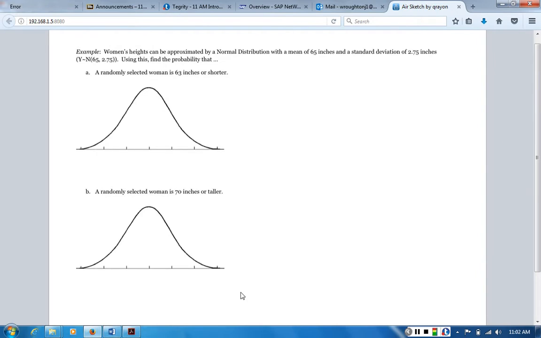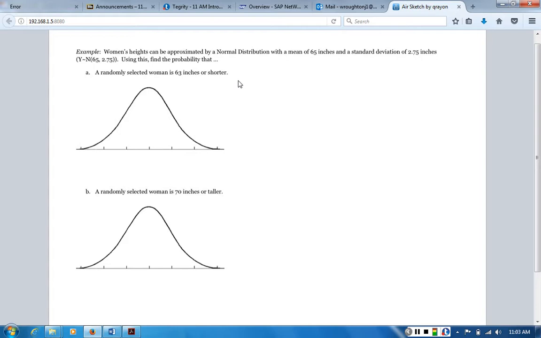So here we're working with women's heights. They're normally distributed with a mean of 65 and a standard deviation of 2.75. So again, same shorthand notation: women's heights are distributed normally, mean, standard deviation. We're going to use this information to find the probability that a randomly selected woman is 63 inches or shorter.